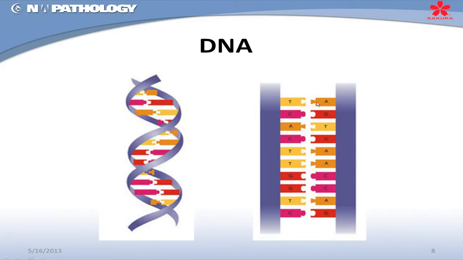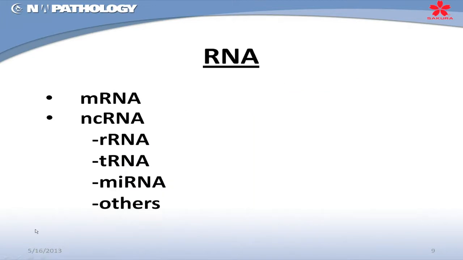So for every T, there's an A on the opposite side that fits into the T, and these are by non-covalent associations. And for every C, there's a G on the other side that fits by non-covalent associations. So if you know the sequence of one, you know the sequence of the other is just the complement to it. RNA, like I said, is also made up of nucleic acids, but there's a little bit more variety in RNA.